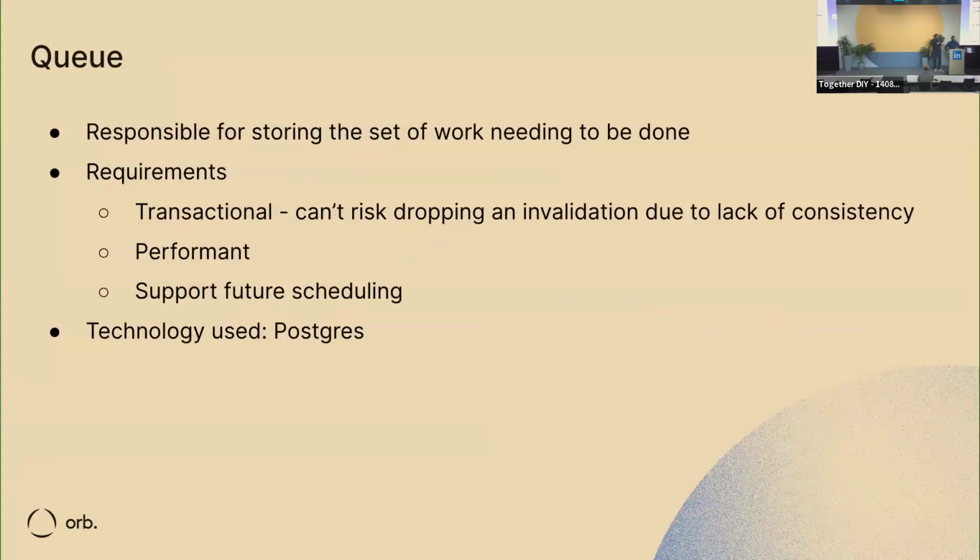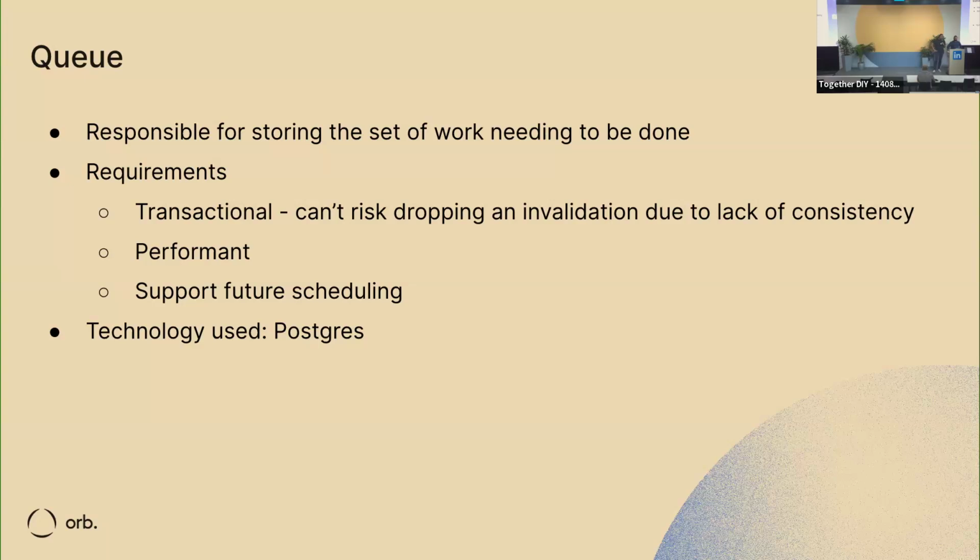The last thing we have to talk about is the queue. The queue is responsible for storing the set of work that needs to be done at any given point in time. All of our processes are scoped to a customer. So we basically have a customer ID, as well as the next computation time, as well as some other timestamp fields that really help us observe and monitor the health of the system in terms of the alerting lag, as well as how many customers are being invalidated at any given point in time.